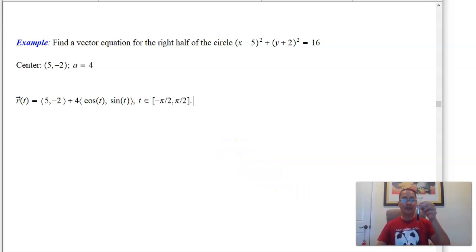Right? Because pointing downwards is also 3 pi over 2, correct? Yes, you would be correct. But now let's think about the rest of the domain. You start at 3 pi over 2. You rotate counterclockwise until you get to 2. That's not 0. That's 2 pi.